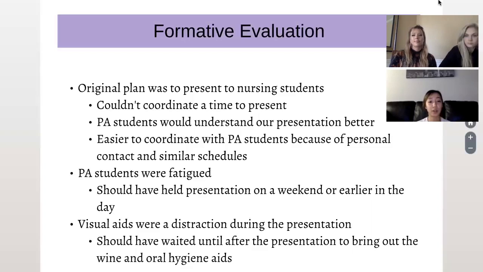And so in the future, we want to schedule a time when the PA students are more rested, maybe on a weekend or early in the day, because when we presented, it was in the evening. We were tired, they were tired, so they weren't there 100%. Also, the visual aids that we laid out were a little distracting, and maybe we could have covered the visual aids while doing our presentation, so it would be less of a distraction.